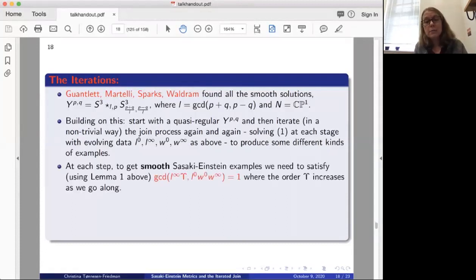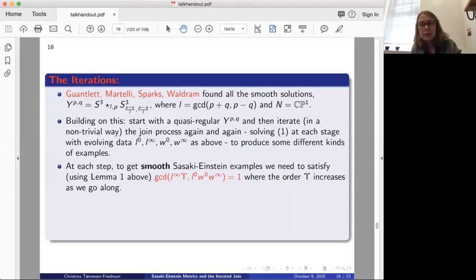But if you want smooth examples, then every time you take a step, you have to make sure that this condition is satisfied. So you have to calculate the order. We know how to calculate the order, but then you have to feed it in, make sure that these two things are co-prime, and then do it again, and again. And I mean, it's enticing because there seem to be a lot of choices, right? We can choose our W's as we want. So it seems like this should be possible.